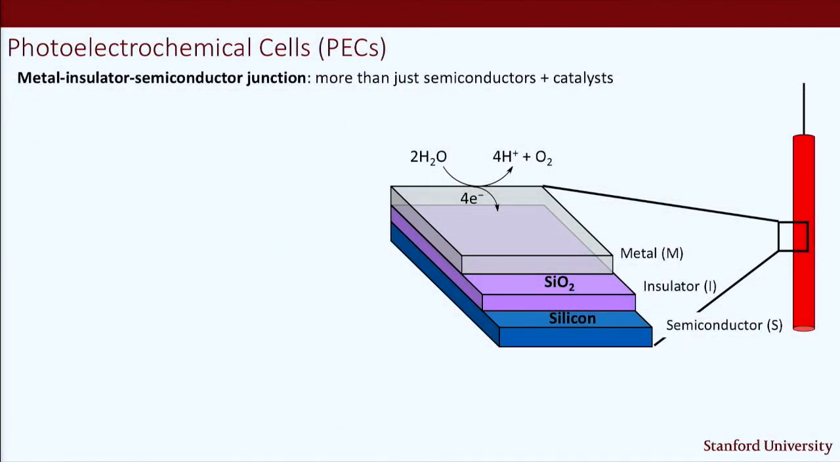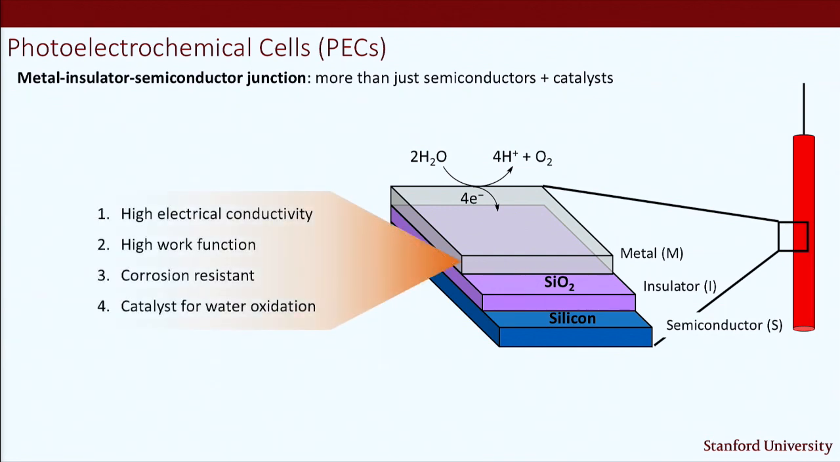If we go back to our original structure, after we realized some of the issues with TiO2, we took a step back and said, okay, what are we actually looking for in this kind of metal contact that we're putting on top of the silicon? We came up with 4 parameters that are quite important.